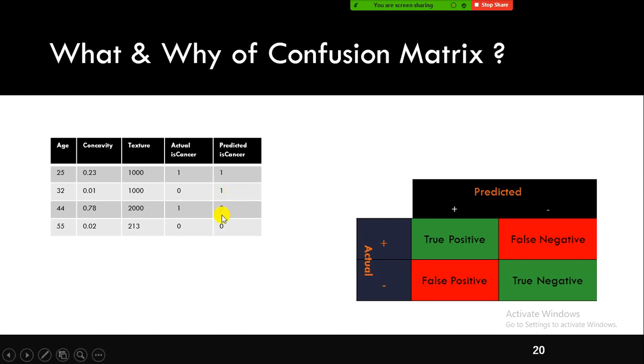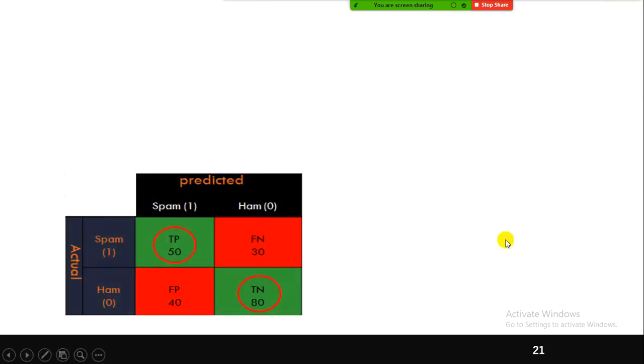In this case, my model wrongly classified this person as not having cancer. This is called false negative. See, if you look at this one vertically, my model predicted false negative. This person actually is having cancer, but my model wrongly predicted he doesn't have cancer. But in this case, the person is not having cancer, but my model predicted he has cancer. Hope you understood, right? How to interpret the binary class confusion matrix.